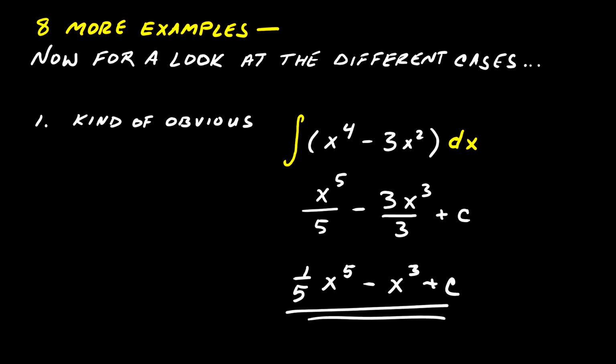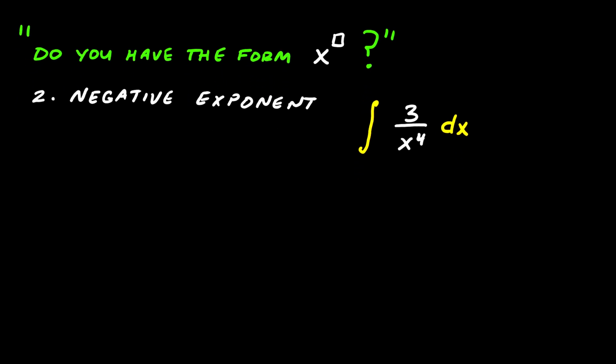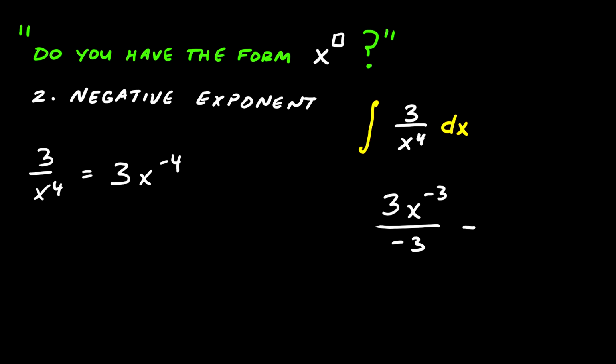And we have that. Number 2 is where we start to deal with negative exponents, so you're going to want to remember your exponent rules. So remember that 3 over x to the fourth is the same thing as saying 3 times x to the negative fourth. Now we have the template we want, x to a power. So we'll do the same thing, 3x and a power higher of negative 4, remember, is negative 3. And we'll divide by that negative 3 plus c. That leaves us with negative x to the negative third plus c. And maybe they'll want to rewrite it as negative 1 over x to the third plus that constant.